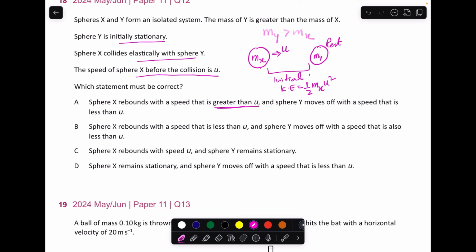So if you see statement A, this kinetic energy is representing more than that value. Okay, direction does not matter, the kinetic energy of this X and this Y will be added up, so it is much more than the initial. That cannot be the case.